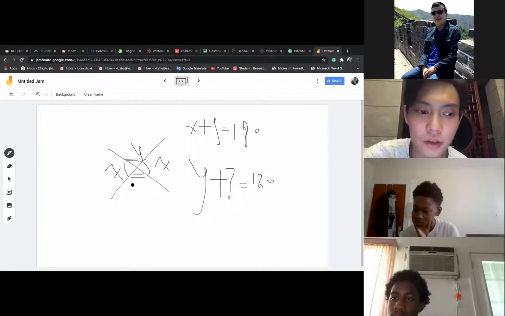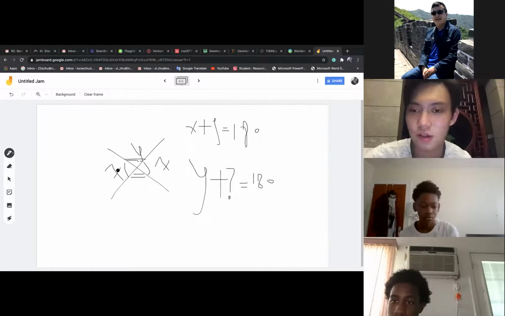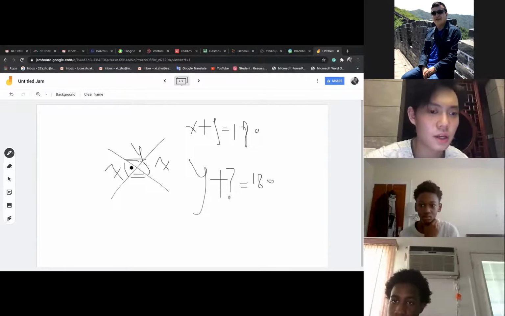So by that, remember, this is a really important formula. It's a theorem that you have to remember for your geometry year. You will always use it throughout your whole school year. The opposite angles are always congruent.